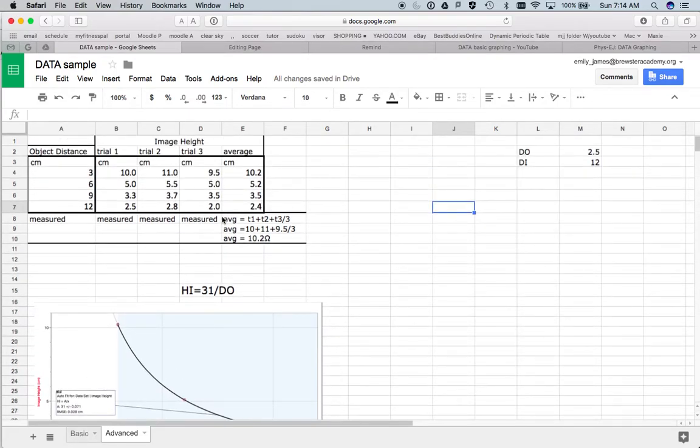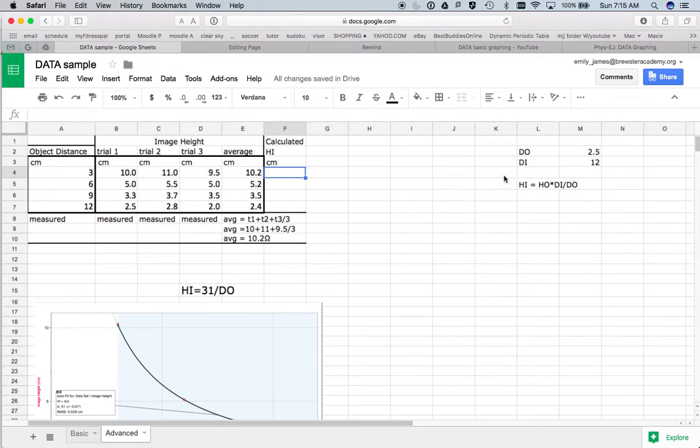Okay, and in class, we use similar triangles to find that the formula we think should work is HI equals HO times DI over DO. So I want to test how well that works in our data. So I'm going to make a new column called calculated HI. It's also going to be measured in centimeters. And I could plug all these numbers into the calculator and figure it out.